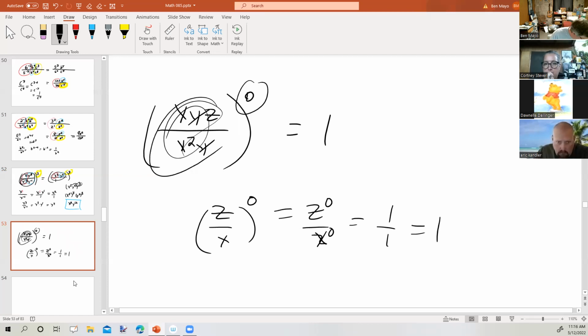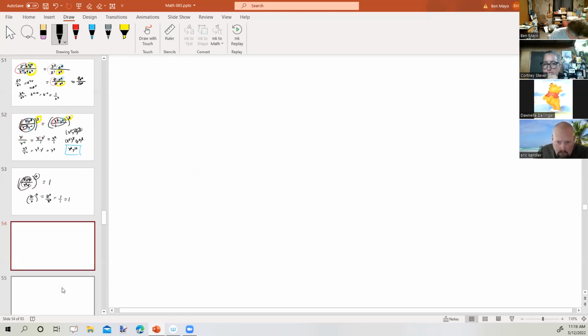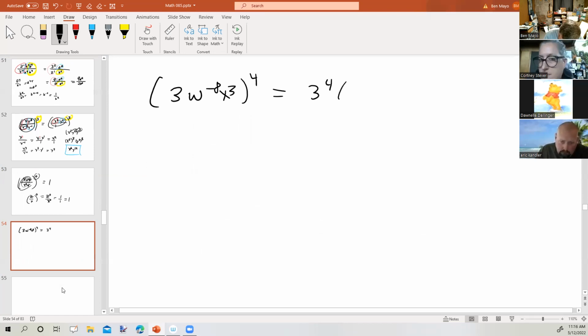How about this one? 3w to the negative 8 x cubed all to the 4th power. So we have a product raised to a power. So that's 3 to the 4th times w to the negative 8th, but that's also to the 4th, and then x cubed, but also to the 4th. So we have a product raised to a power. So we attach that power to each factor inside.